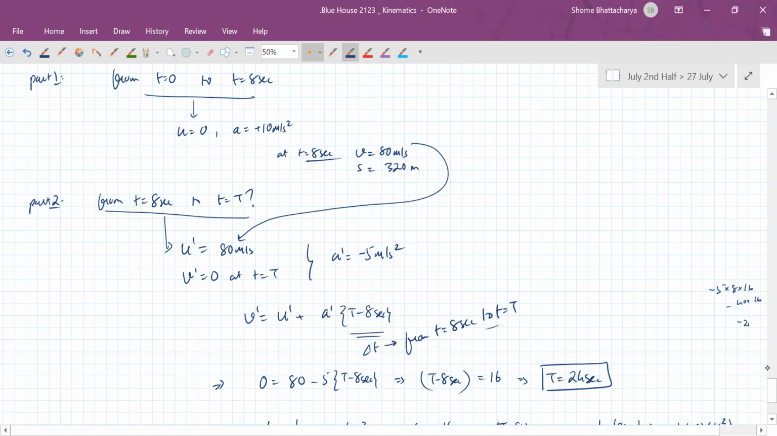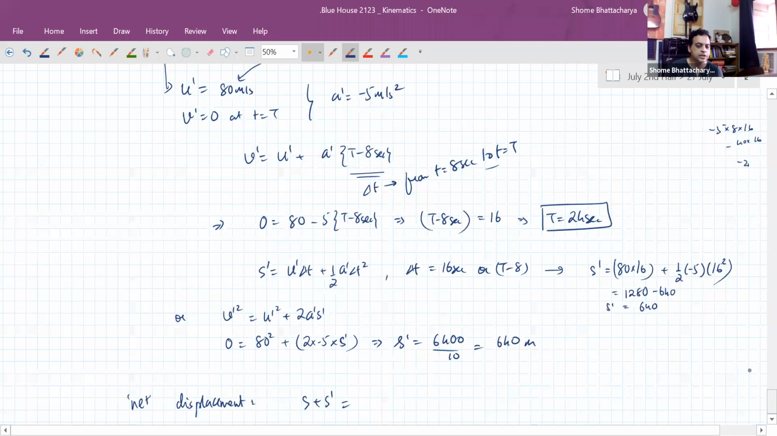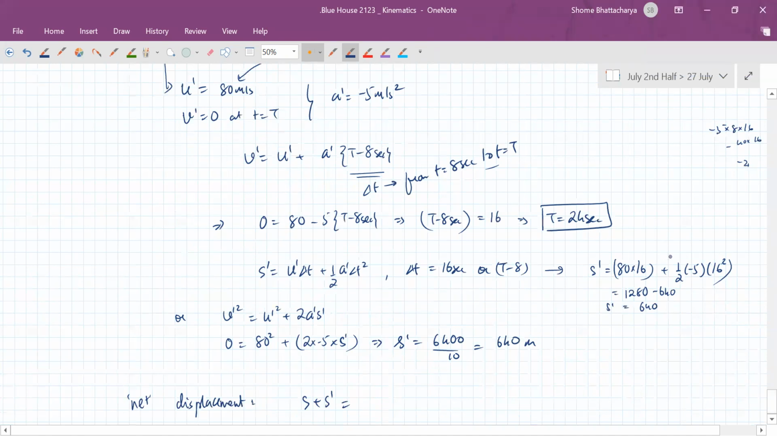Yes, sir. So the displacement is not becoming negative. And in this also you can see the formula is not becoming negative. Both approaches, it's not becoming negative.